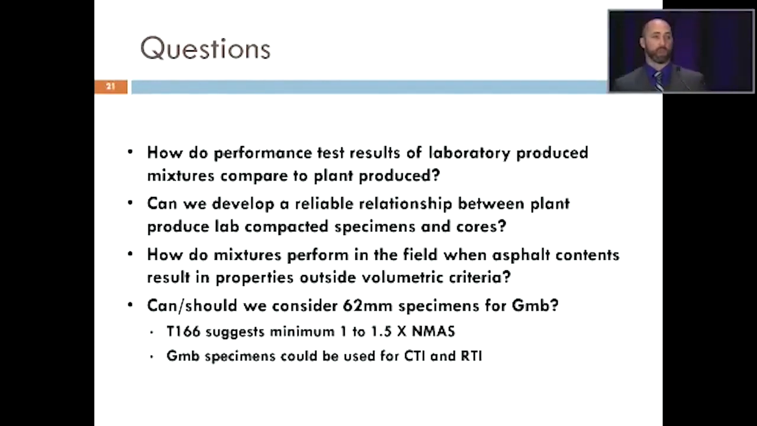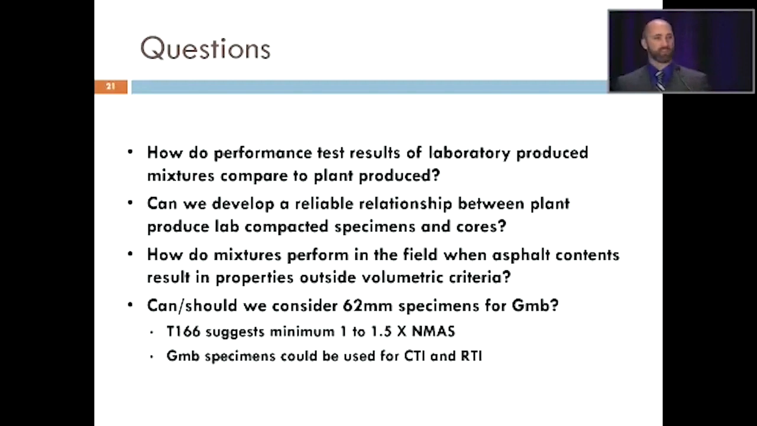Can we, with QC, QA, use performance tests as a quality control tool? Can we decrease some of the volumetric assessment during production? How do mixes perform in the field when the asphalt contents result in properties outside of our volumetric specification limits? When we need to bump that asphalt content, we're going to need to change those volumetric limits. How do those perform out in the field? We don't know. We have to talk our management into letting us try it and paying for it.